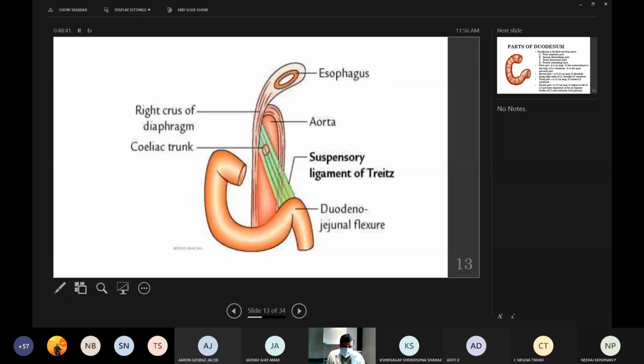This is the diagram of the suspensory ligament of Treitz. That is the esophagus. By the side of the esophagus, the fibromuscular band attaches from the right crus of the diaphragm. It passes behind the pancreas, attaches to the duodenojejunal flexure, and suspends the second and third parts of the duodenum. Okay, so this is the suspensory ligament of the duodenum.